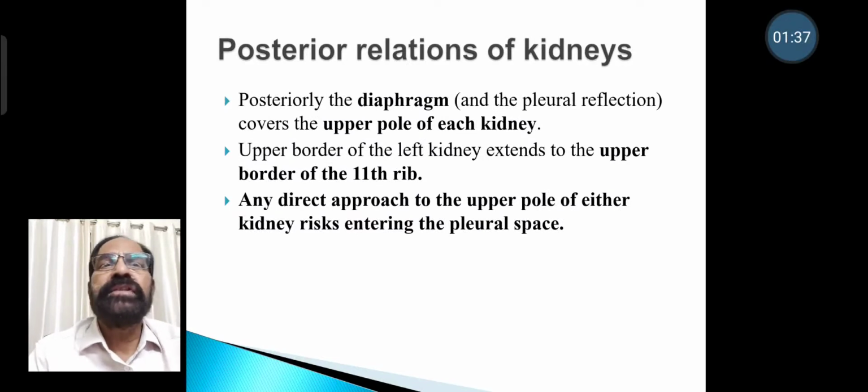Then coming to the posterior relations of the kidneys. Posteriorly, it is related to the diaphragm and the pleural reflection covers the upper pole of each kidney. The upper border of the left kidney extends up to the upper border of the 11th rib. So, any direct approach to the upper pole of either kidney risks entering the pleural space.